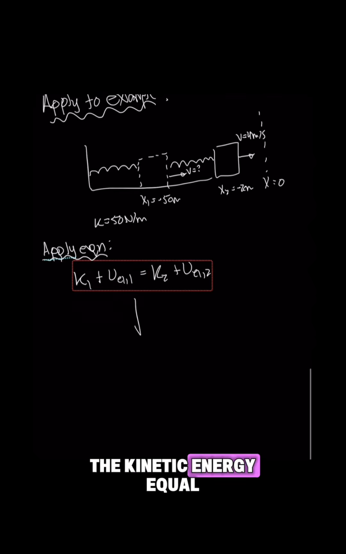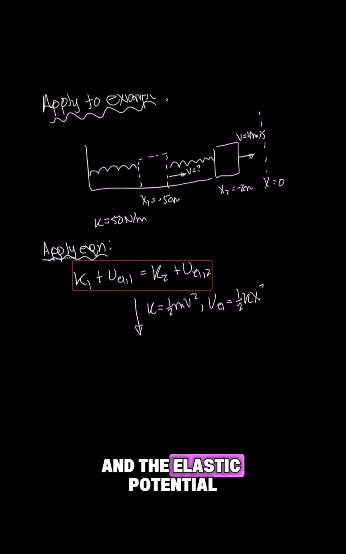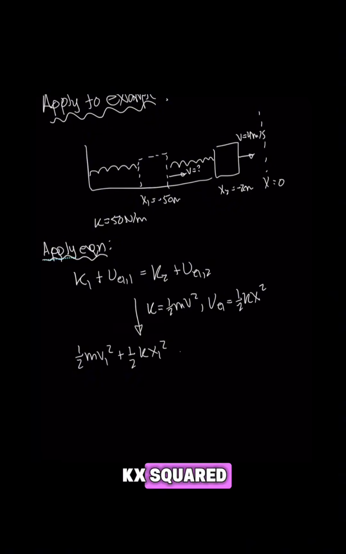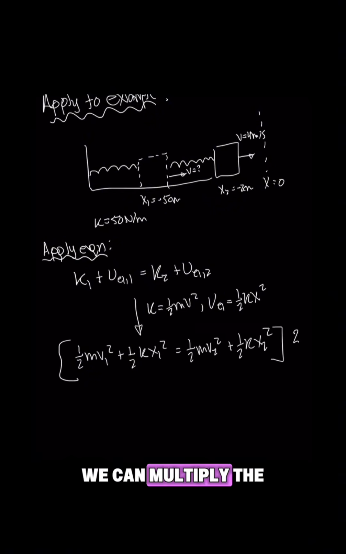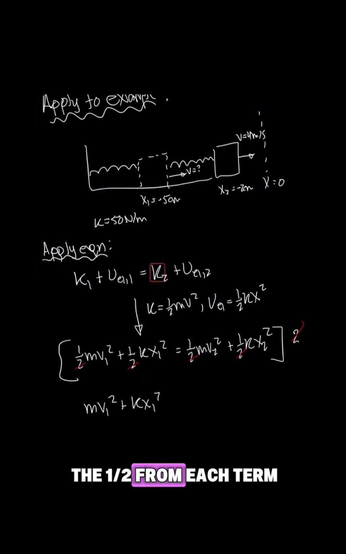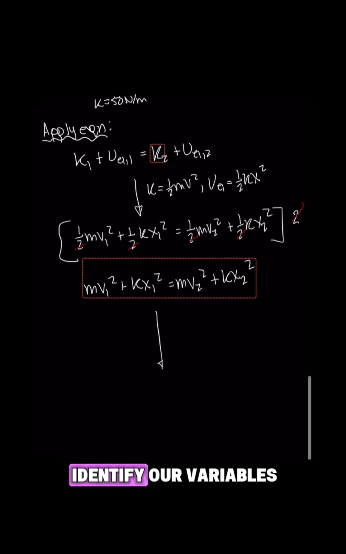If we plug in the kinetic energy equal to 1/2 mv squared and the elastic potential energy equal to 1/2 kx squared, we get this expression here. We can multiply the whole thing by 2 to get rid of the 1/2 from each term. And then we can identify our variables.